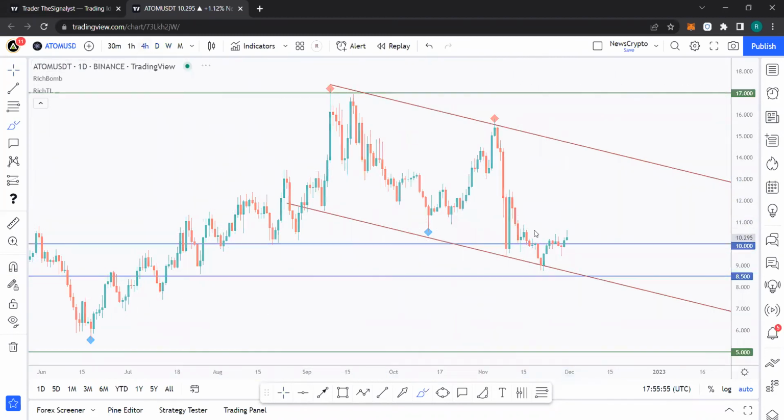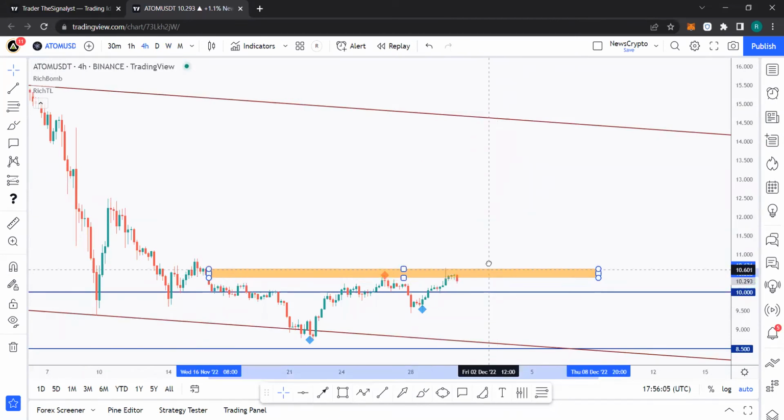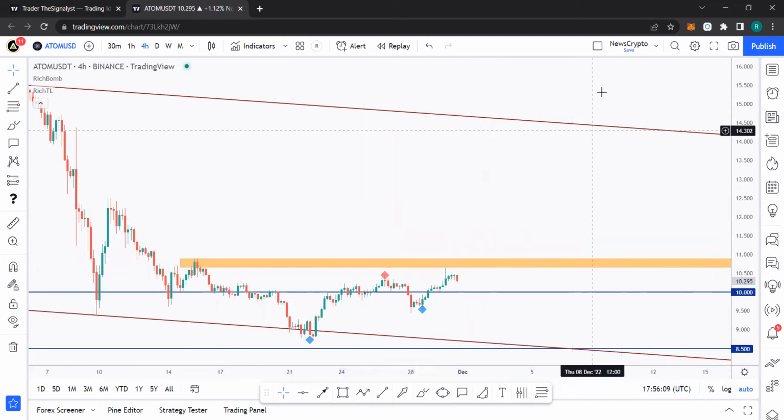Just like NEAR, very similar. We have this major high, or if you want like to be extra conservative, simply make it a little bit higher till this high. Okay, so waiting for a break above it for the bulls to take over.